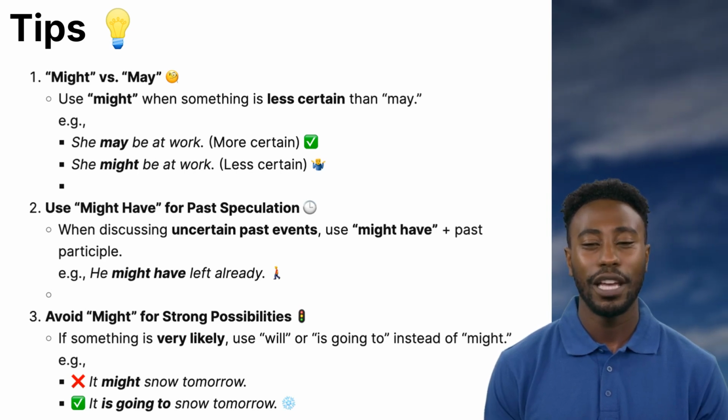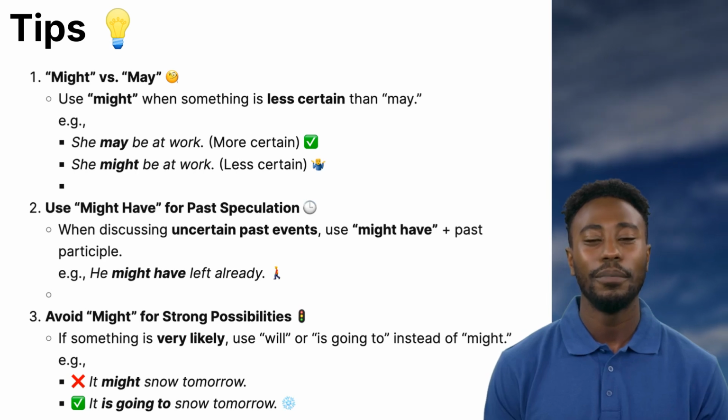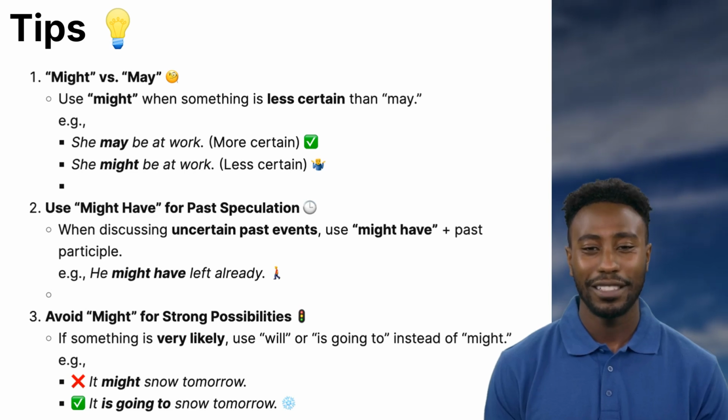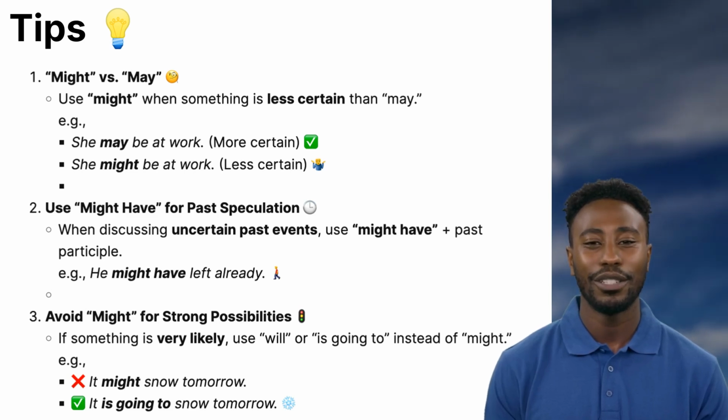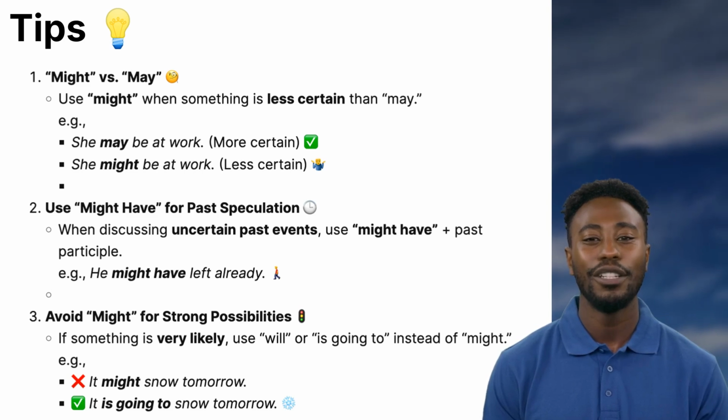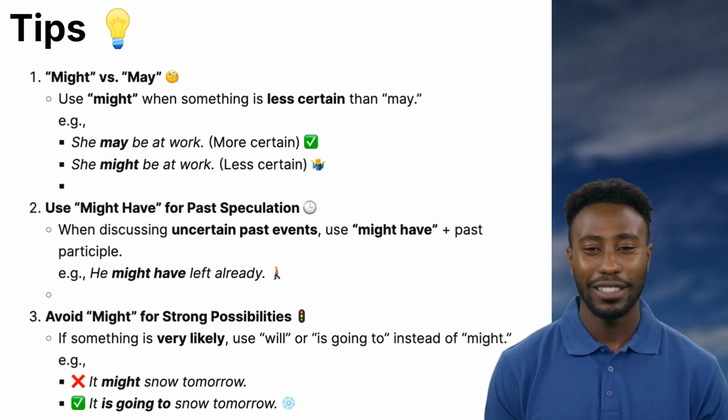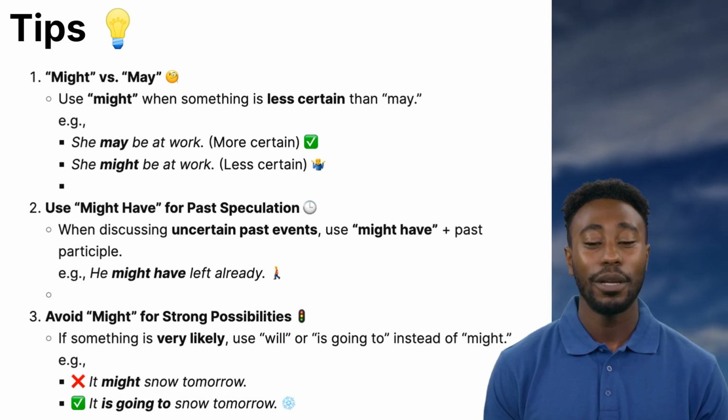3. Avoid might for strong possibilities. If something is very likely to happen, avoid using might. Instead, use will or is going to. Example: incorrect: it might snow tomorrow. Too uncertain. Correct: it is going to snow tomorrow. More certain. More examples: incorrect: she might win the race. Correct: she will win the race. If something is highly probable, choose a stronger modal verb like will instead of might.